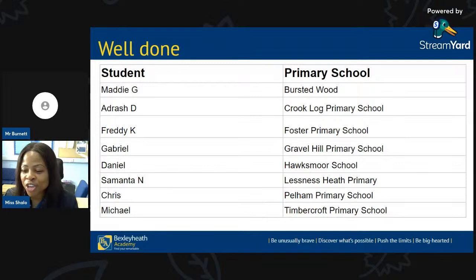Next question is about uniform. Do we have to wear a tie for uniform? Yes, you do. There's a BA tie. At some point, your parents are going to be directed to our uniform platform, where they can look at the uniforms that we offer our students here at BA, and how to purchase your uniform as well. Okay, good question.